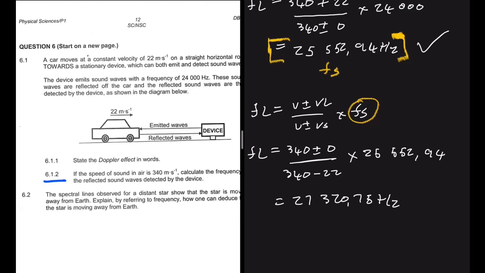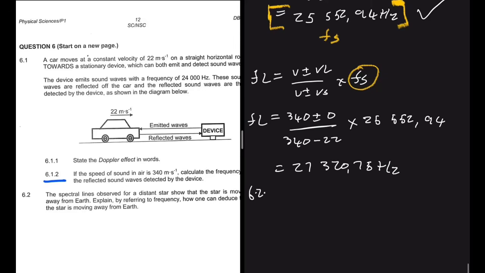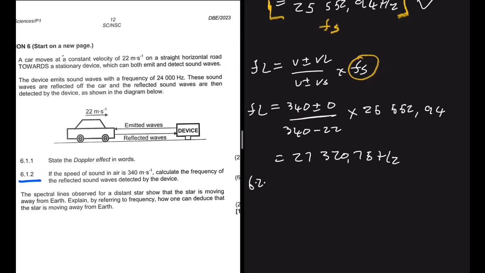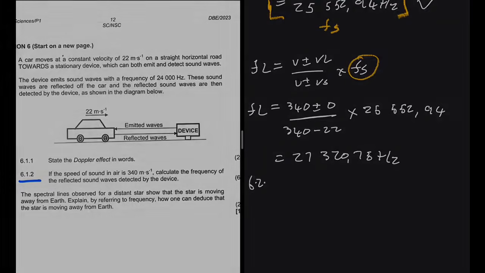And the last question, 6.2: the spectral lines observed for a distant star show that the star is moving away from Earth. Explain by referring to frequency how one can deduce that the star is moving away from the Earth. Here, I'm very interested in how you answered this question, so please let me know in the comment section.